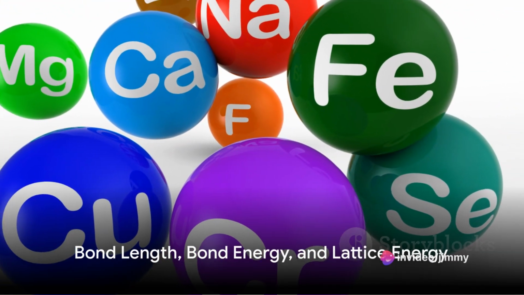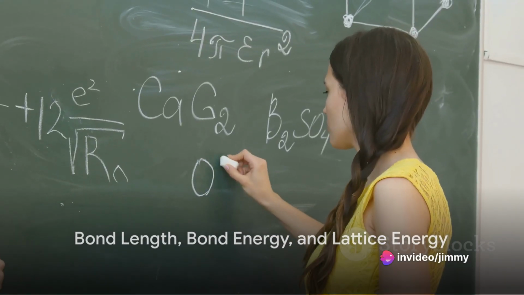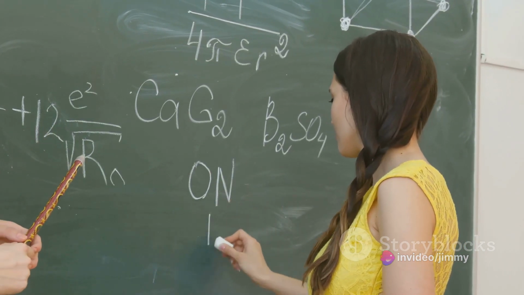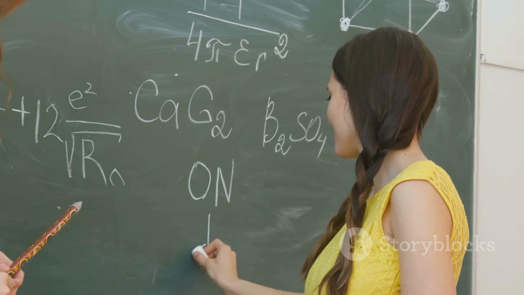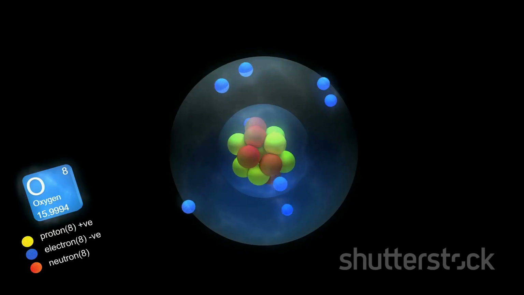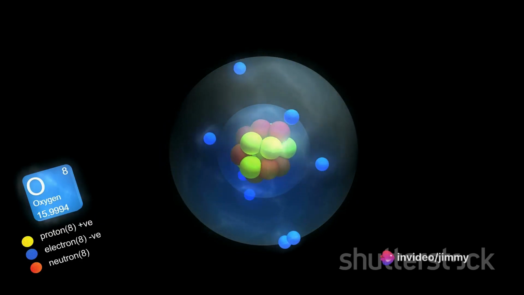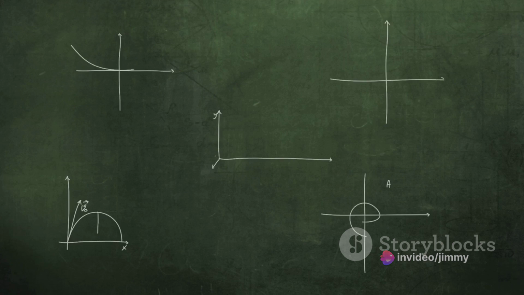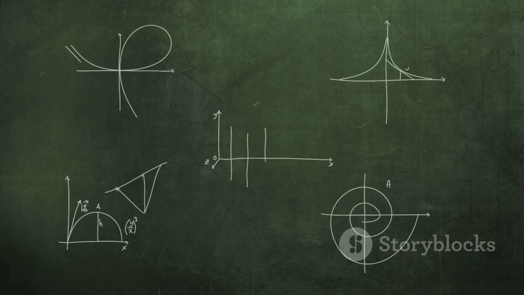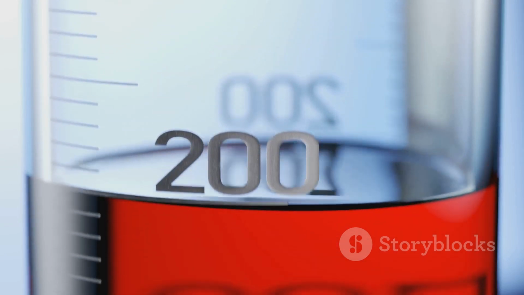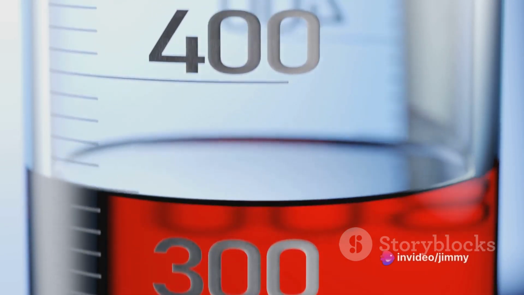Now that we know our bonds, let's get to know them a bit more intimately. When you think about a bond, whether it's ionic, metallic, or covalent, it's not just a static connection. It's a dynamic relationship, and like any good relationship, it has its ups and downs. The ups and downs in this case refer to bond length and bond energy. Bond length is the distance between two atoms when the energy is at its lowest and the bond is at its strongest.